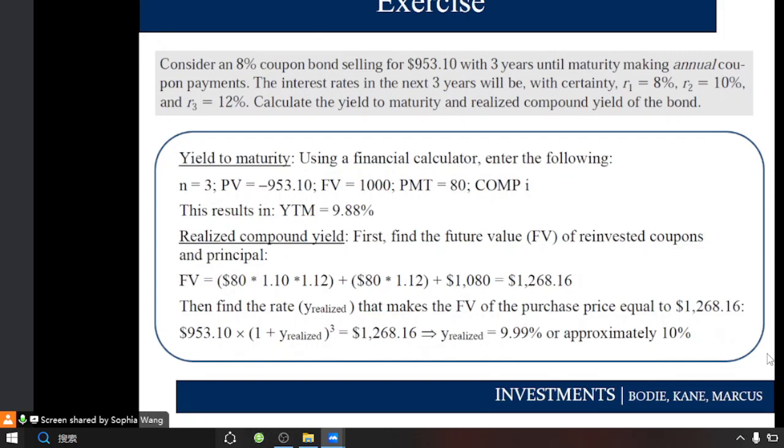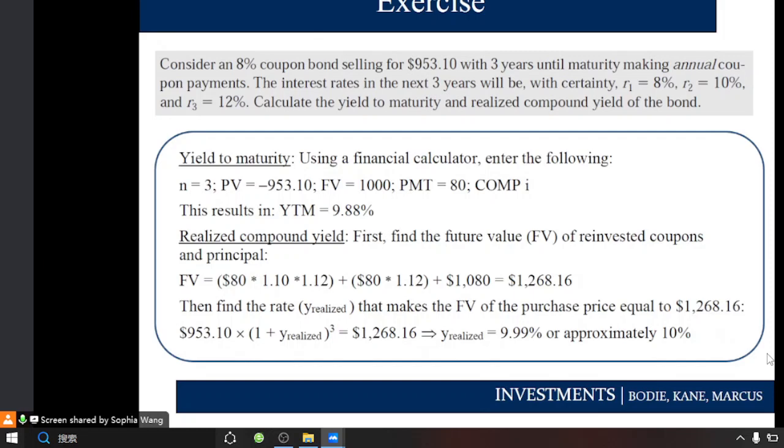So I use this way. This is a simple way with the calculator. Enter the bond price as negative, then N, FV, and PMT. PMT is calculated from the coupon rate. So this can be easily solved by the calculator. And finally, we get the YTM. It's 9.88. This is the yield to maturity.